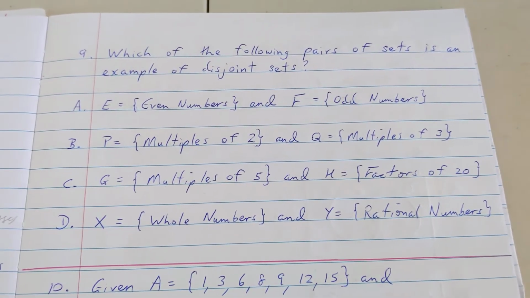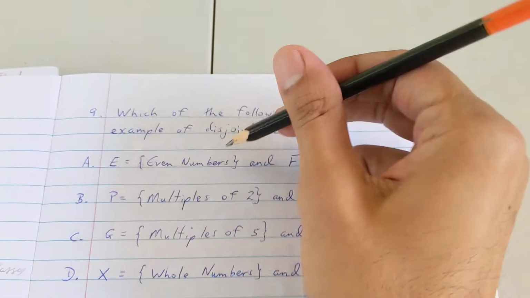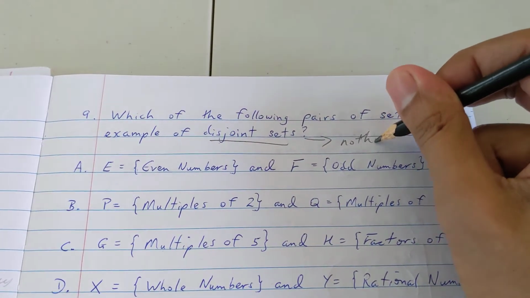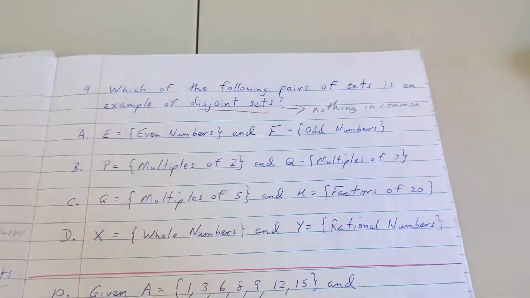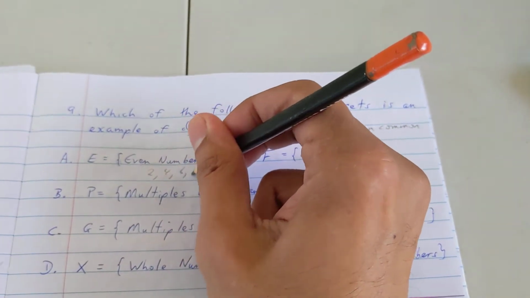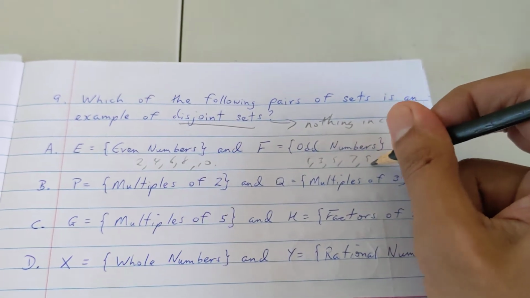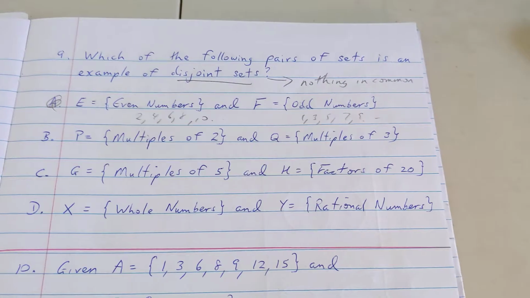Number 9 now. Which of the following pairs of sets is an example of disjoint sets? Disjoint sets just mean they have nothing in common. So even numbers and odd numbers: let me start, 2, 4, 6, 8, 10, and so on. 1, 3, 5, 7, 9, and so on. So obviously even numbers and odd numbers have nothing in common. My answer is A, but let's see why the others can't work.